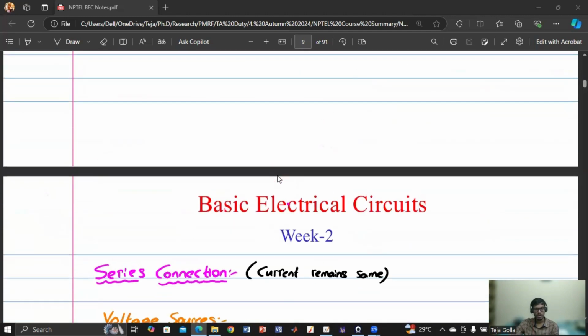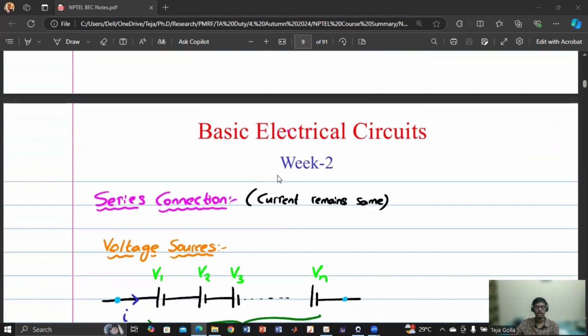So this is all about week one, where we have discussed preliminary concepts like KCL, KVL, and then we have discussed elements like RLC, and then the voltage and current relationship of those elements, voltage source, current source, etc.